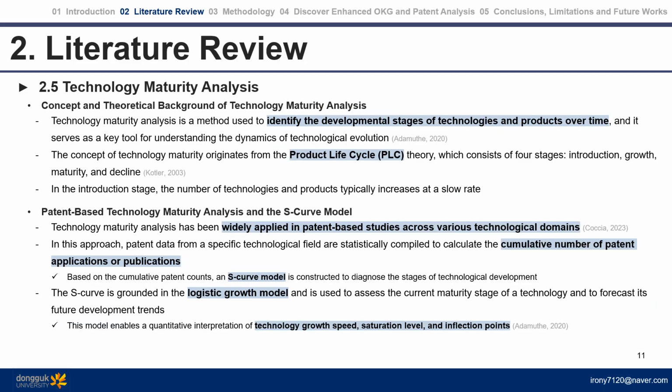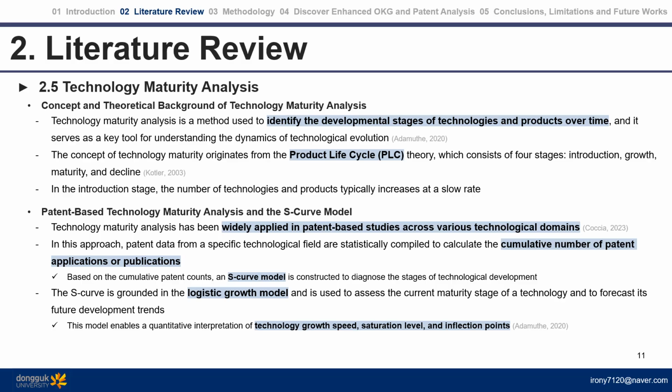Technology maturity analysis is a method used to identify the developmental stages of technologies and products over time. The concept of technology maturity originated from the product lifecycle theory, which consists of four stages: introduction, growth, maturity, and decline. Technology maturity analysis has been widely applied in patent-based studies across various technological domains.